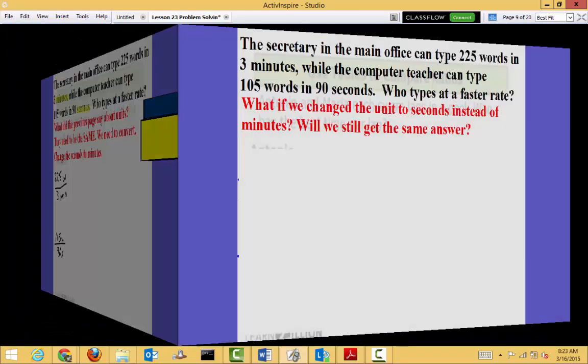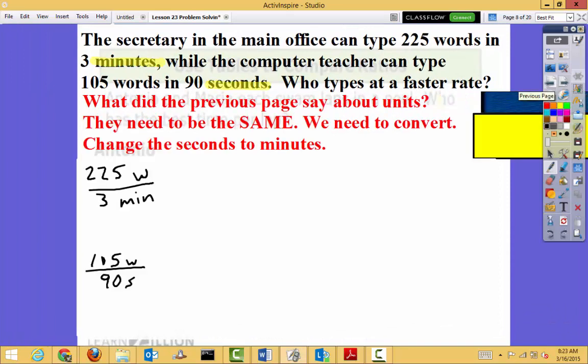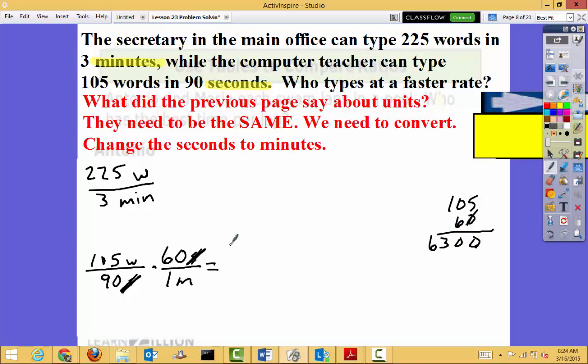Well, I can't compare minutes to seconds, so what am I going to do? Well, I'm going to change my seconds to minutes. So let's work here. How do I do that? Well, I know there's 60 seconds in 1 minute. So now I'm ready to go. I'm going to have 105 words. My seconds cross out. So it's 105 times 60 equals 6,300 words per 90 minutes.